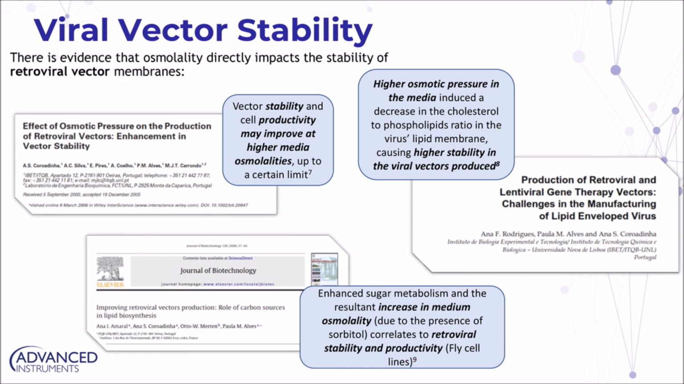The other piece that was investigated, and another key factor, is sugar metabolism. So increased levels of sorbitol, or any type of osmolyte, in this case it's a sugar, positively correlates to the retroviral stability and the productivity. And I did mention here that in this case, for this team, they were using fly cell lines. So again, this is pretty specific to what this team was looking at, but it's interesting that in general, they were able to establish this positive correlation between osmolality and the viral vector stability.